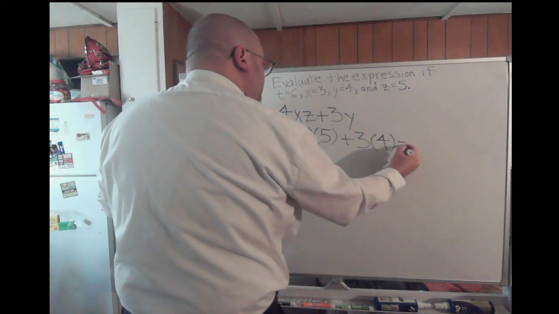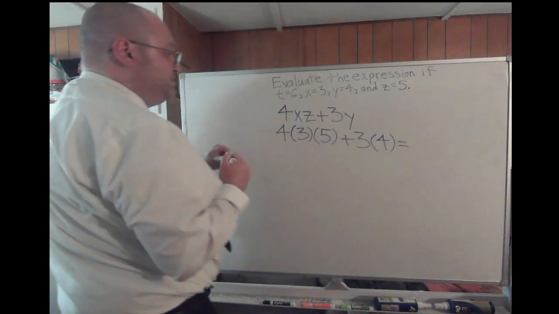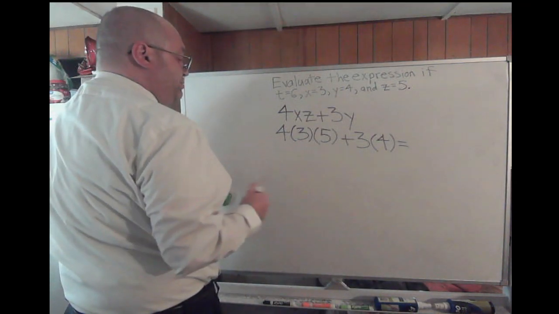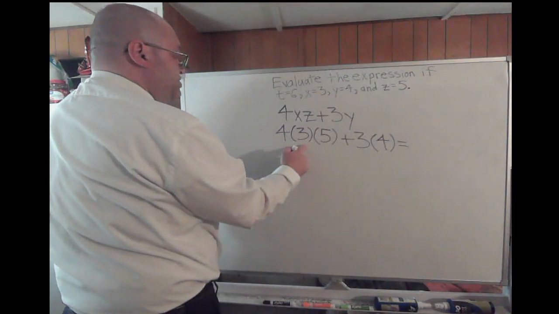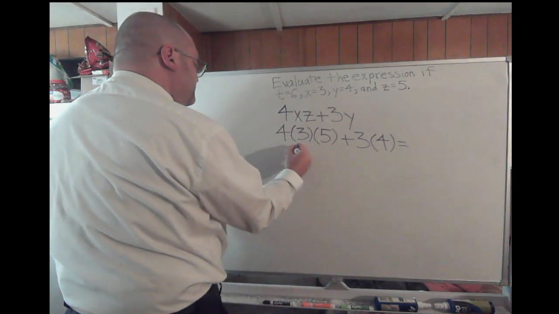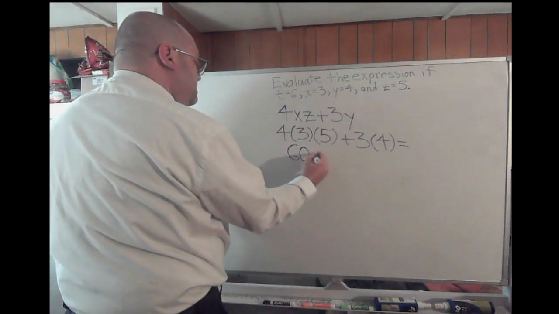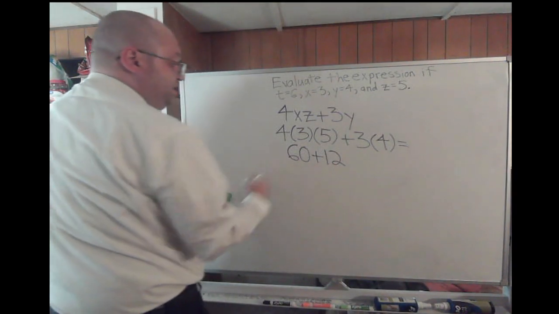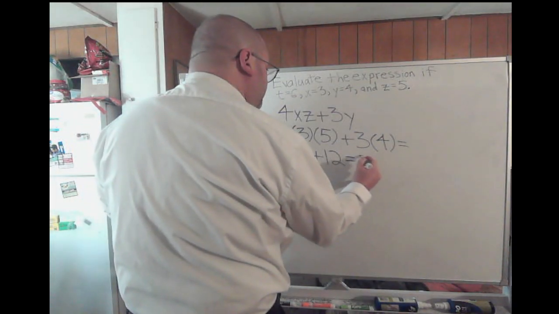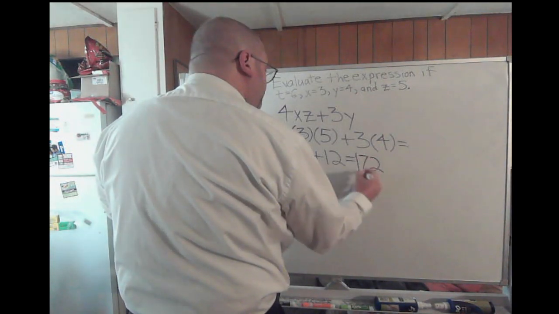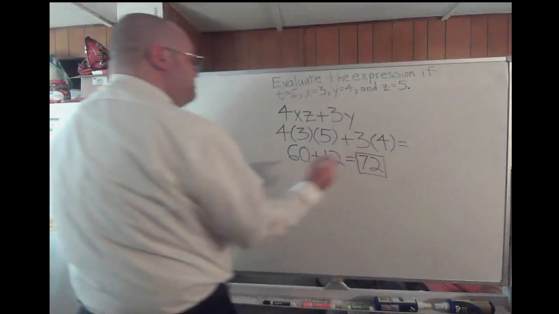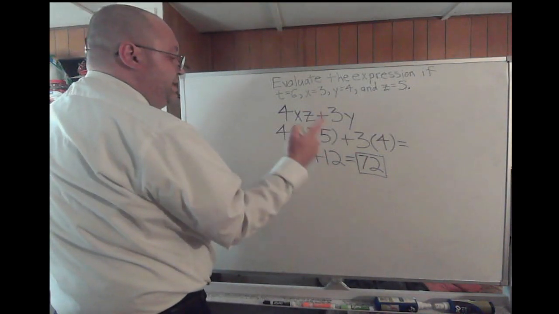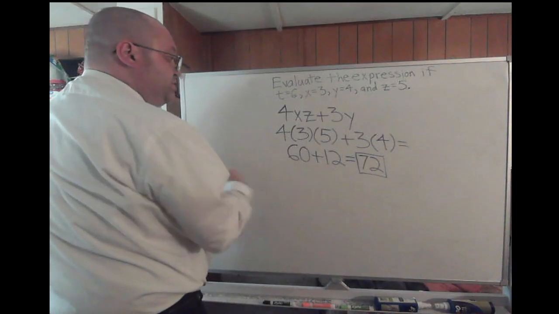So now you got the equation here of 4 times 3 times 5 plus 3 times 4. Well, of course, you do your multiplication first. 4 times 3 is 12, times 5 is 60. Plus 3 times 4, that's 12. Now you got 60 plus 12, that would equal 72. So the answer you would get after substituting in the values of the variables and doing your order of operations would be 72.